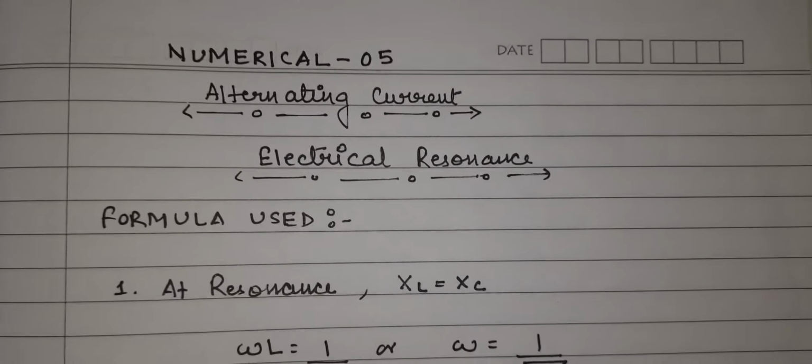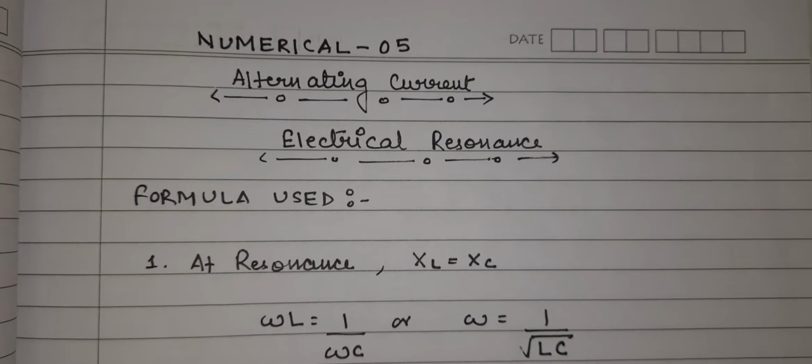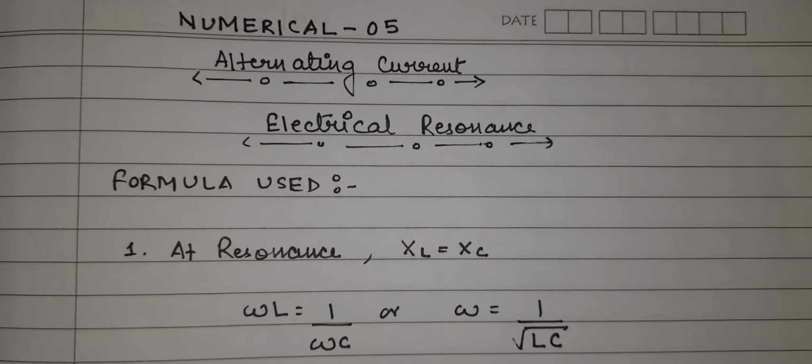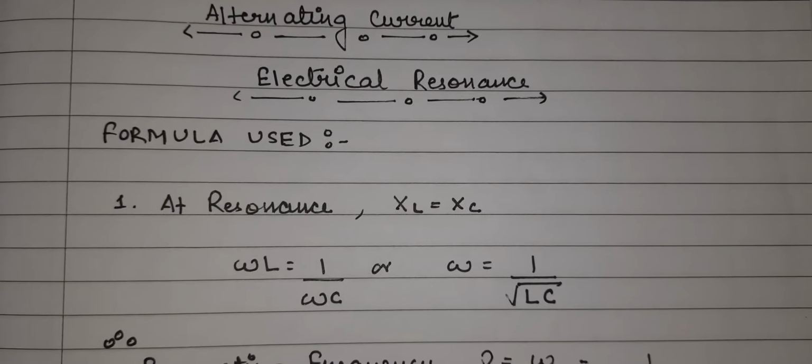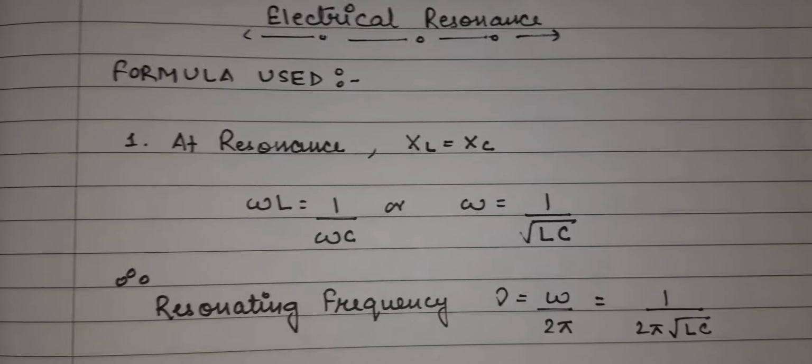Video for class 12, and the series which is going on is numerical practice of alternating current chapter, and the topic which we have chosen today is electrical resonance. First of all, we will deal with the formulas which we are going to use in this video.